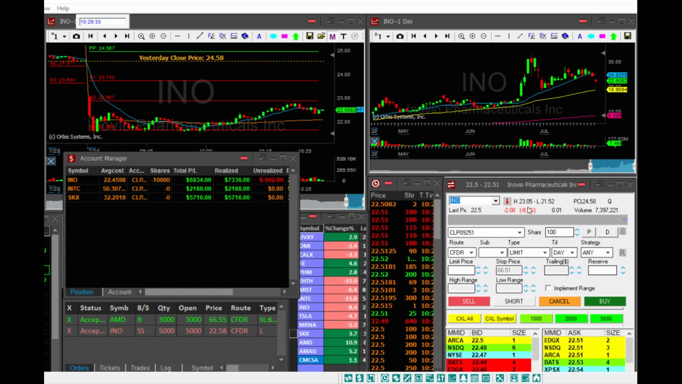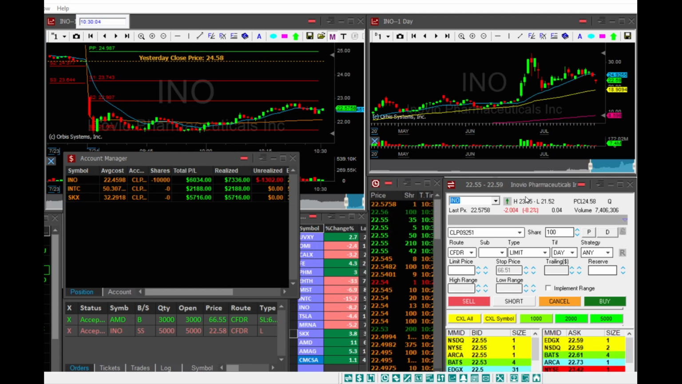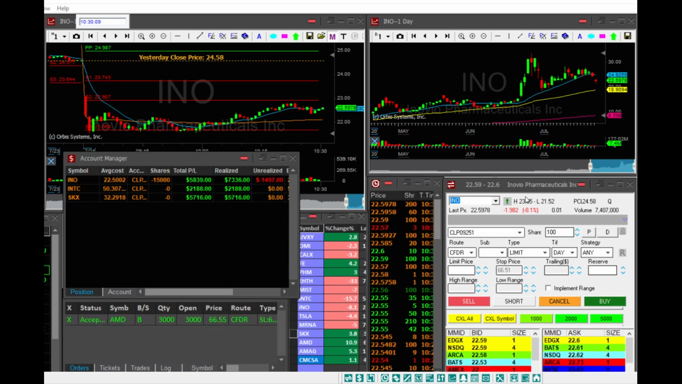INO is bouncing a bit. It's finding support at 22.50s. My target will be the VWAP right below.